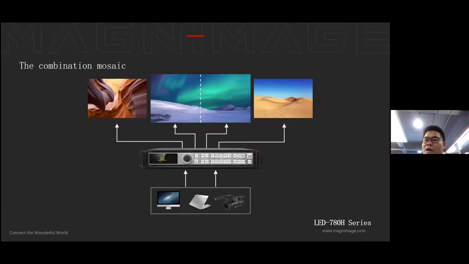Also, we can use another mode. For example, we use layer one and layer two as a mosaic, so choose the same signal here, and for layer three and layer four, we can choose separate input signals. Just up to you, depends on the project.